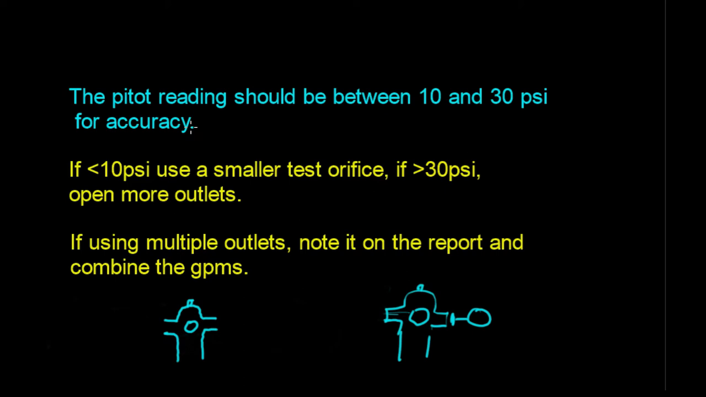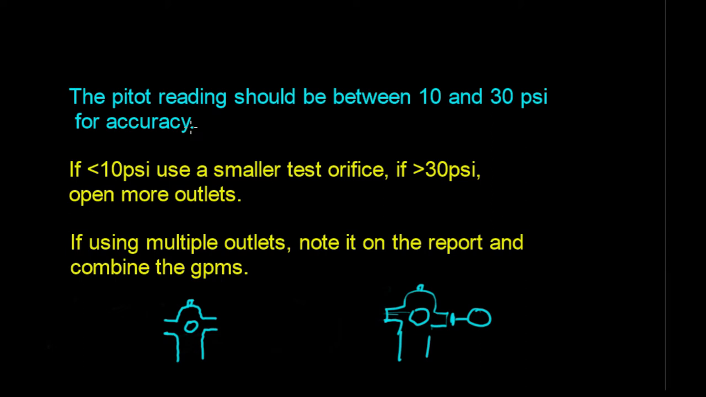If your pitot reading is less than 10 psi, then you need to use a smaller test orifice. If it's greater than 30 psi, either use a larger orifice or open up more outlets. If you use multiple outlets, note it on the report and combine the gallons per minute.